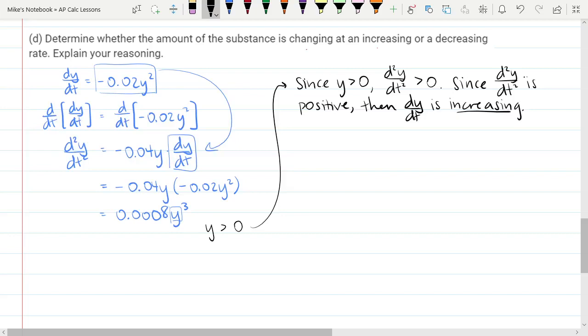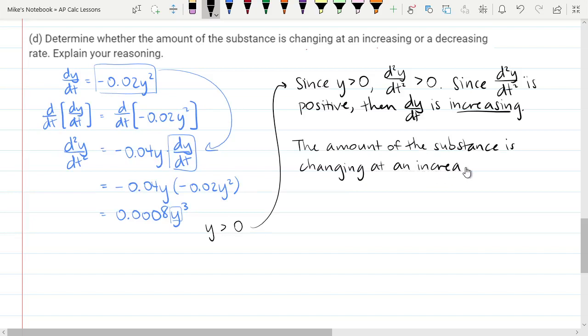And then finally, it's always good to make sure that you actually answer the question the way that they asked it. So remember, they said determine whether the amount of the substance is changing at an increasing or decreasing rate. So we can just say that the amount of the substance is changing, because remember, that's what dy dt really means here, is changing at an increasing rate. And there you have it.